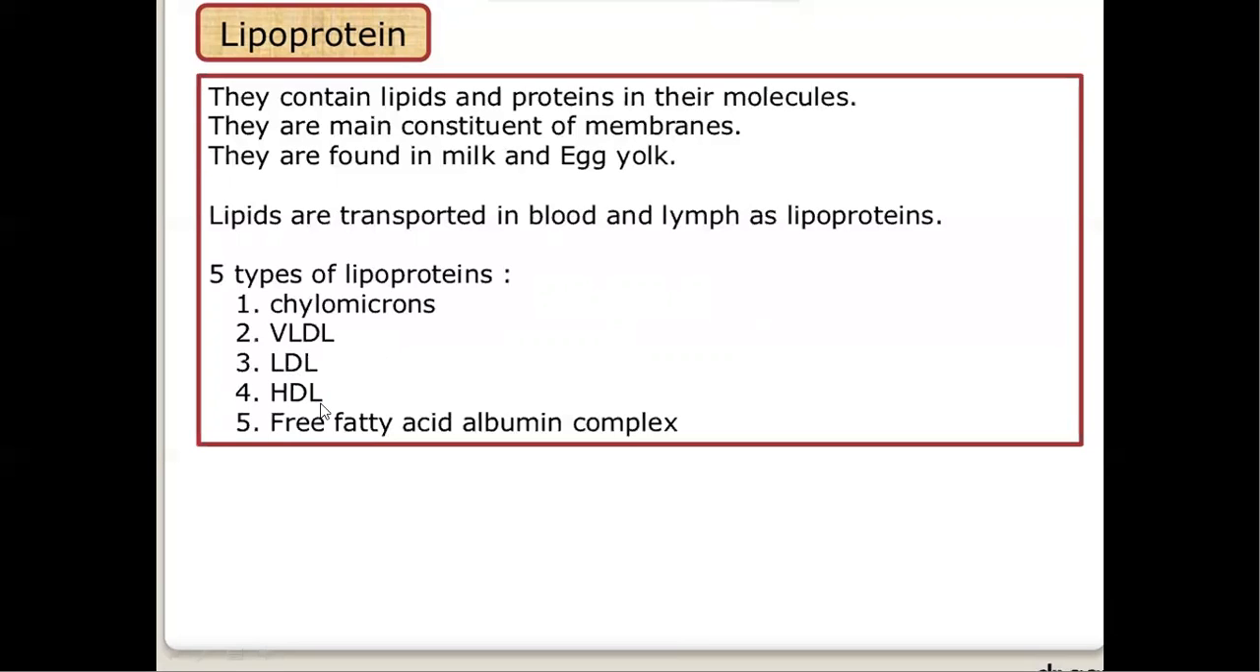And HDL is called good cholesterol. Why? Because HDL has more protein part, which is useful for transporting cholesterol from the cell to the liver. So the cholesterol levels present in the cell will be reduced by HDL. That is why HDL is called a good cholesterol.